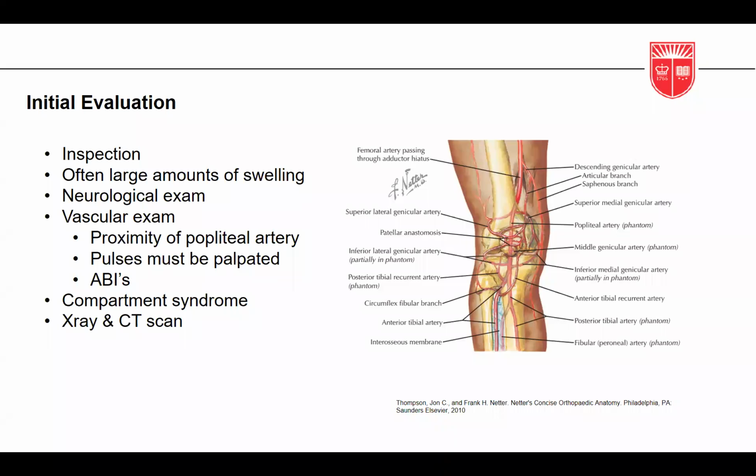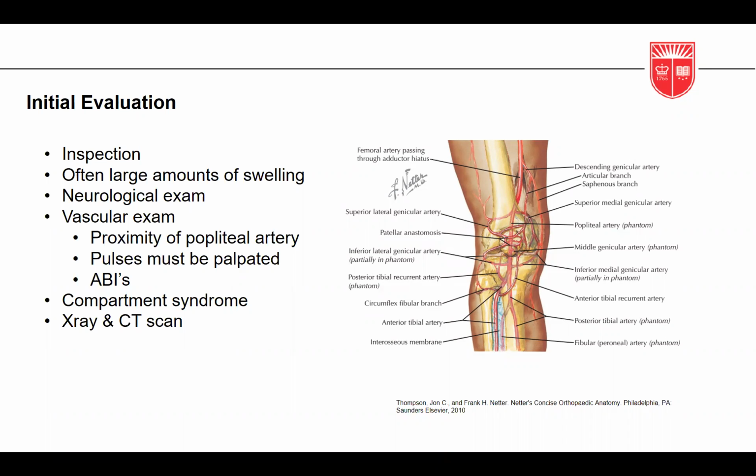As for initial evaluation, as always, we'll begin with inspection. We need to look circumferentially to rule out any open injury, as well as to assess for the degree of swelling, which, as we mentioned, can determine surgical planning. Neurologic exam focuses on the function of the peroneal nerve, which is vulnerable in these plateau fractures. The tibial nerve is also in close proximity and should be evaluated.